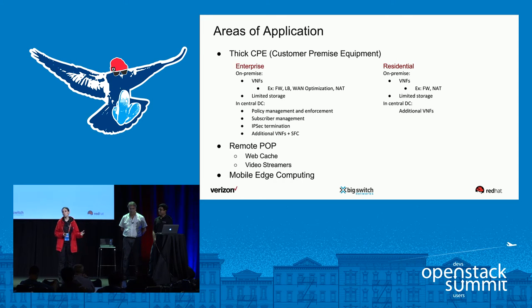Also, remote POP is where you would put your video cache for CDNs, for instance, so that you don't have to backhaul your video across your whole network. You want to put it as close to the edge as possible. Web cache as well.